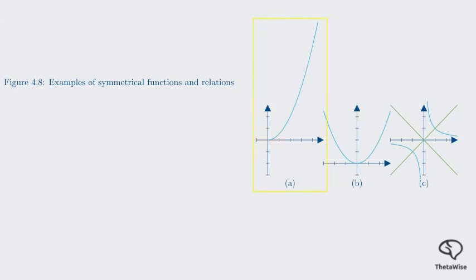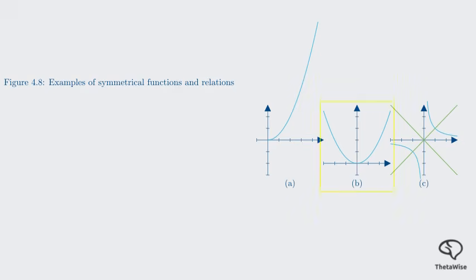In graph A, we have a parabola opening to the right. The text says it's symmetrical about the x-axis. Let's see why. The x-axis is a horizontal line. If you were to fold this graph along the x-axis, the top half of the parabola would land perfectly on the bottom half. Therefore, the x-axis is the axis of symmetry.